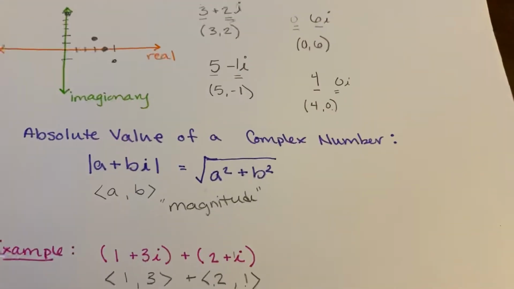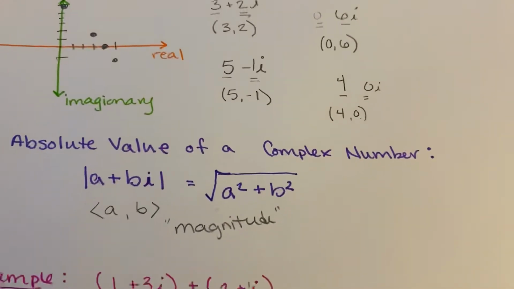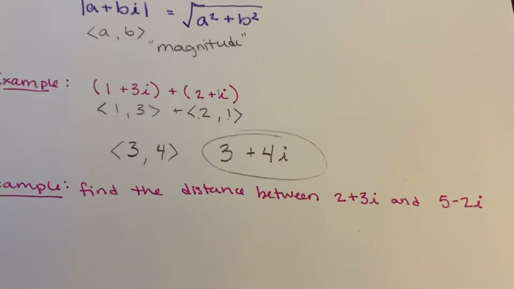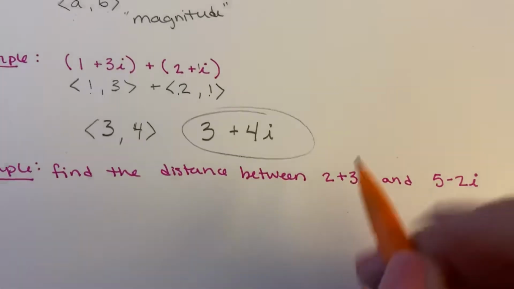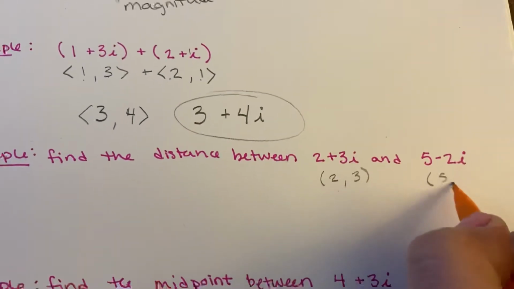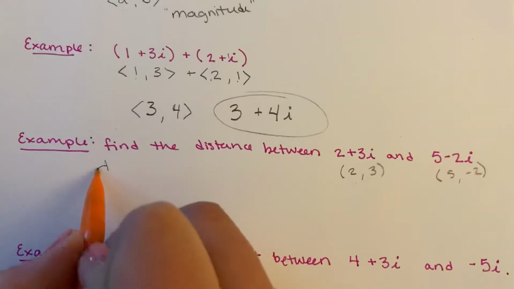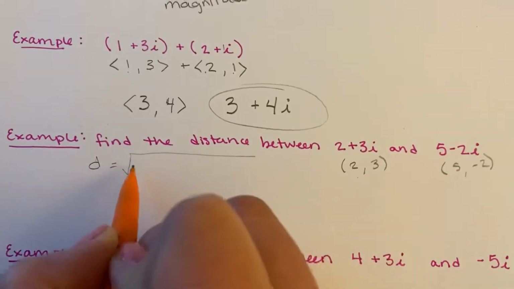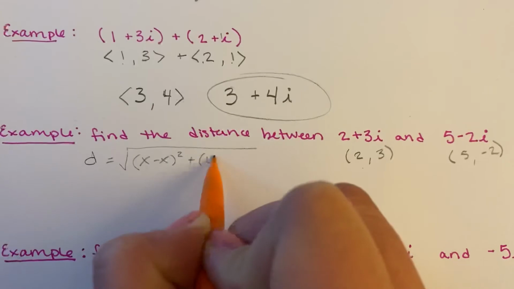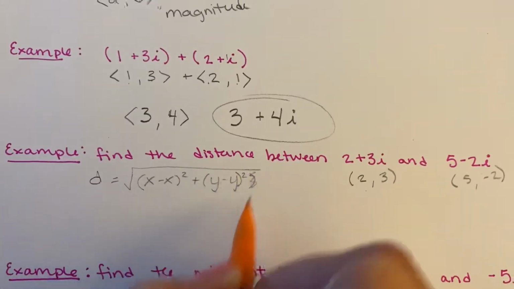So here's the difference between absolute value and the actual distance between. For the absolute value, think of it as a vector that goes from 0, 0 out to these. For the distance between, you can actually pretend this is just the point 2, 3 and this is the point 5, negative 2, and use the real plain old distance formula. So that's this one. Oh, sorry, this one should go on the outside like that.